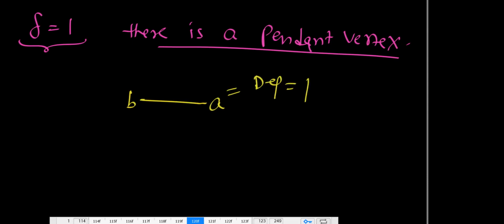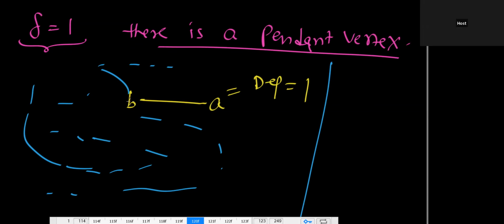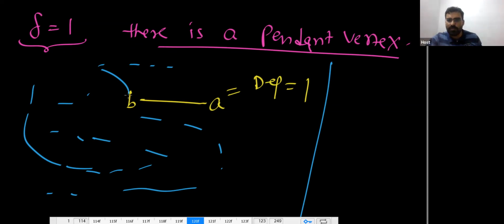Now tell me, can you guarantee? The graph can be something like this. I don't know what the graph is; the graph can be anything. Can you say what the connectivity number is? If you want to disconnect this graph, how easy is it? Just remove B.